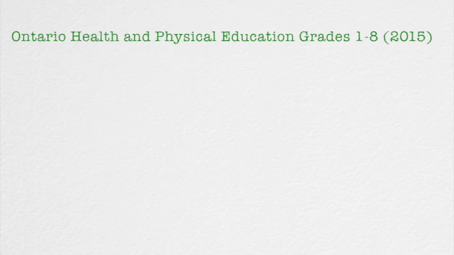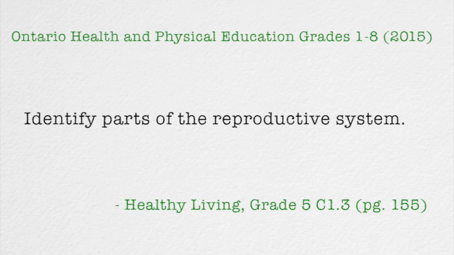The Health and Phys Ed curriculum for grades 1 through 8 outlines the following objective for grade 5: Identify the parts of the reproductive system. In the curriculum, it does say reproductive system. I tend to use the term sexual anatomy because that collection of body parts does include the primary sex characteristics. And while most everyone has some combination of these body parts, not everybody wants to or chooses to use them for reproduction. Also, I can't say reproduction, so there you go.